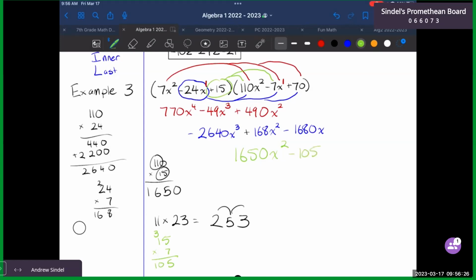What is my next x going to be to the power of? 0. Zero. Which means no x for the next one. You don't have to write the 1 over the x.